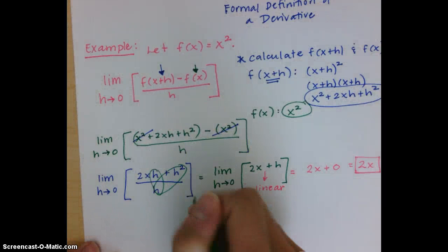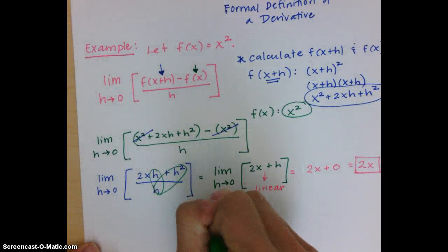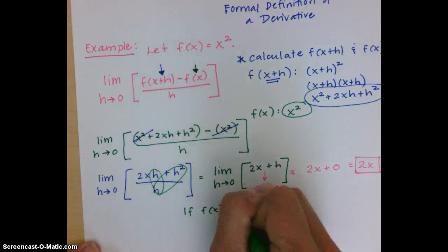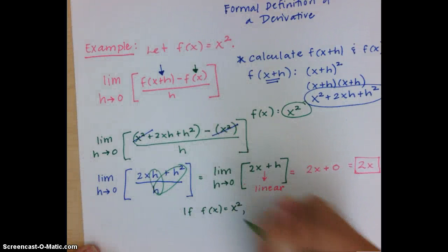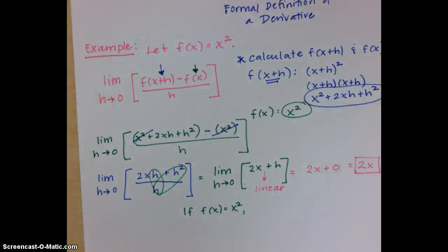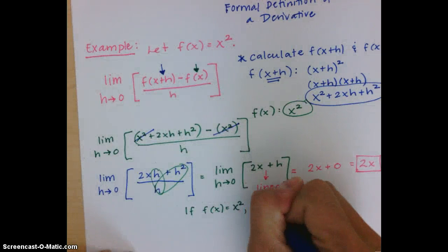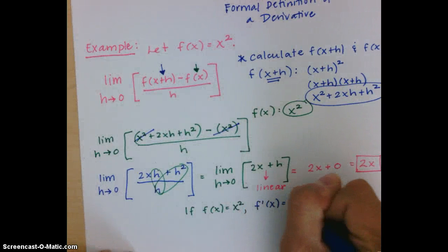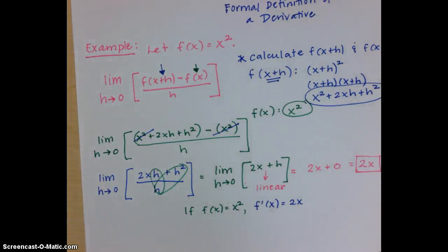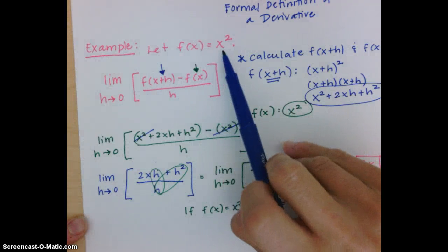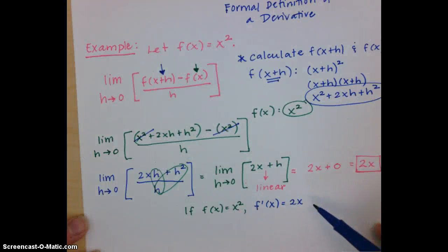So, if f of x is x squared, which was our original function, then the derivative of that function, f prime of x, is 2x. And for those of you who've taken calculus before, I'm sure you remember the shortcut for finding the derivative of this function, and you can see that that does give you 2x.